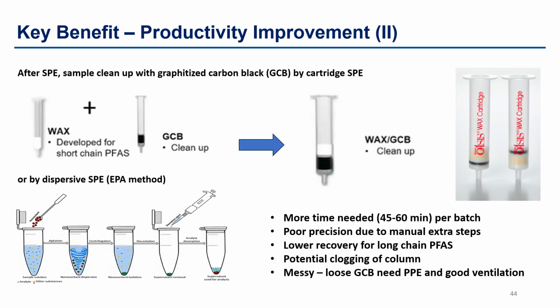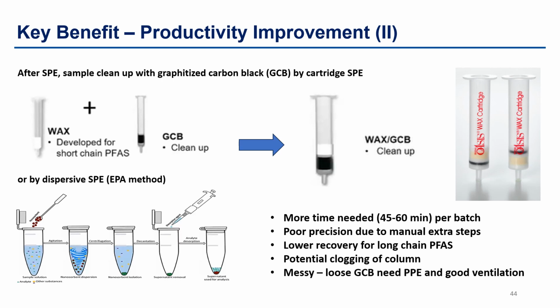After SPE, the EPA method requires that the sample be cleaned up by carbon black using the dispersive SPE method. We can see that the dispersive SPE method has several drawbacks, and it also takes 40 to 60 minutes. So it takes time, and you may get poor precision due to human error and low recovery for long chain PFAS. So this is a problem.